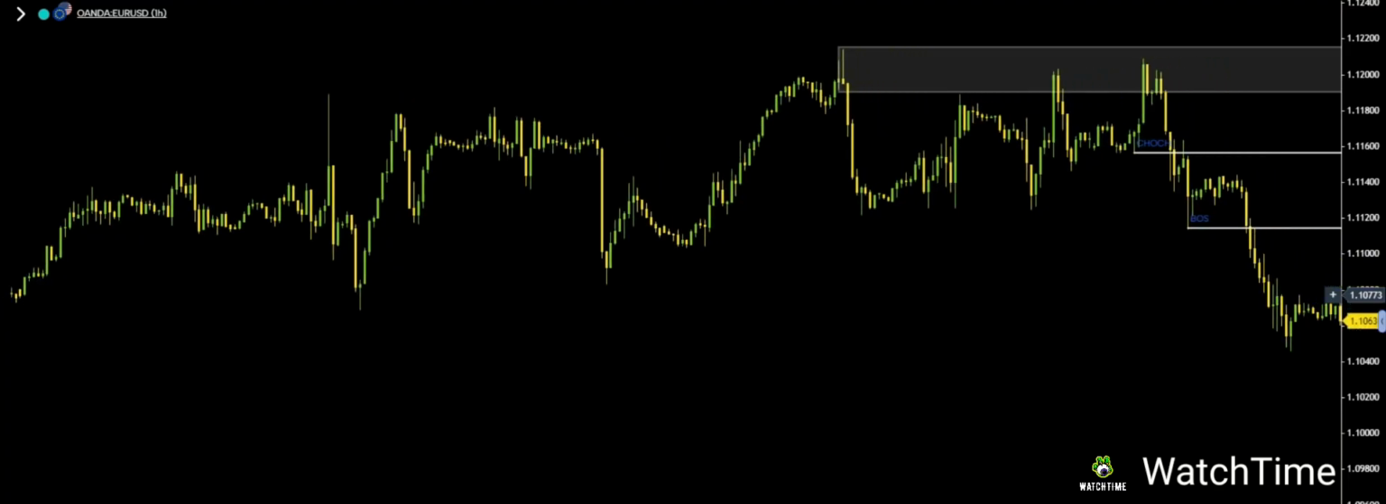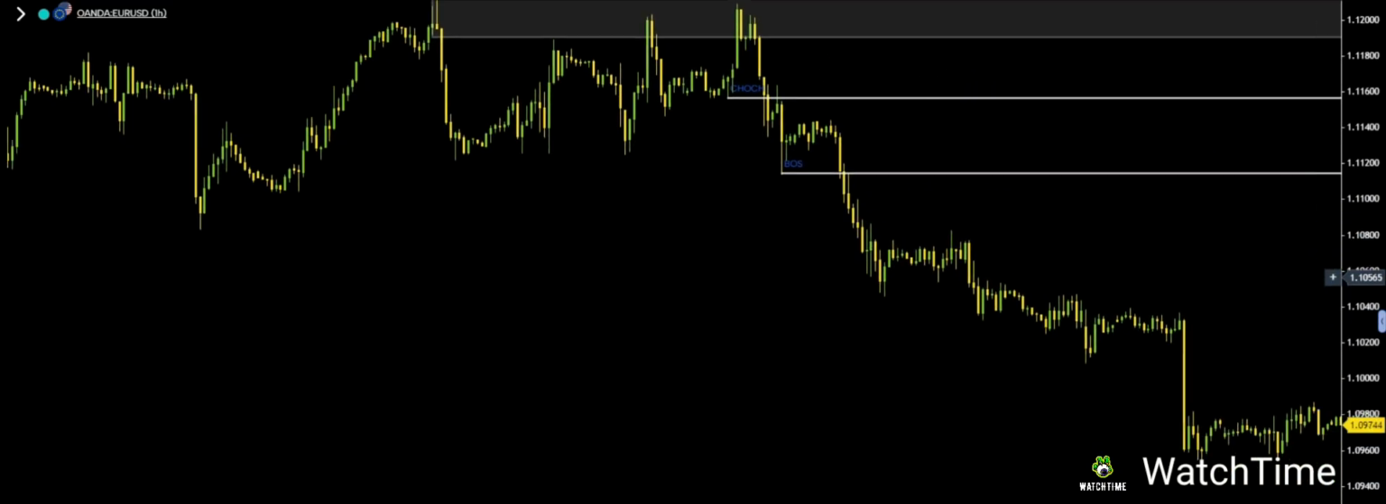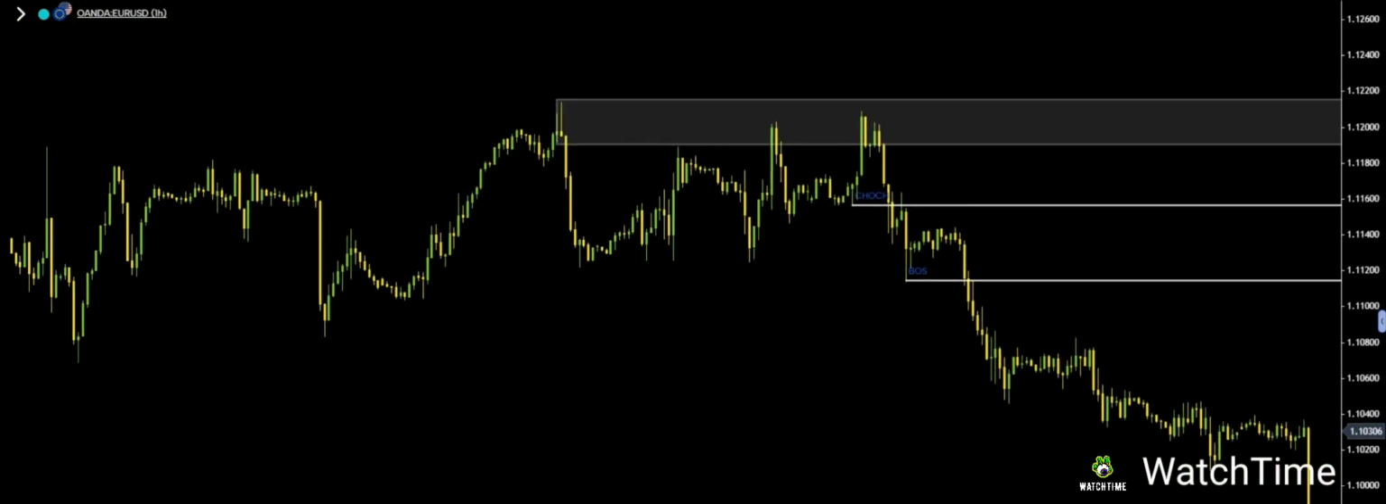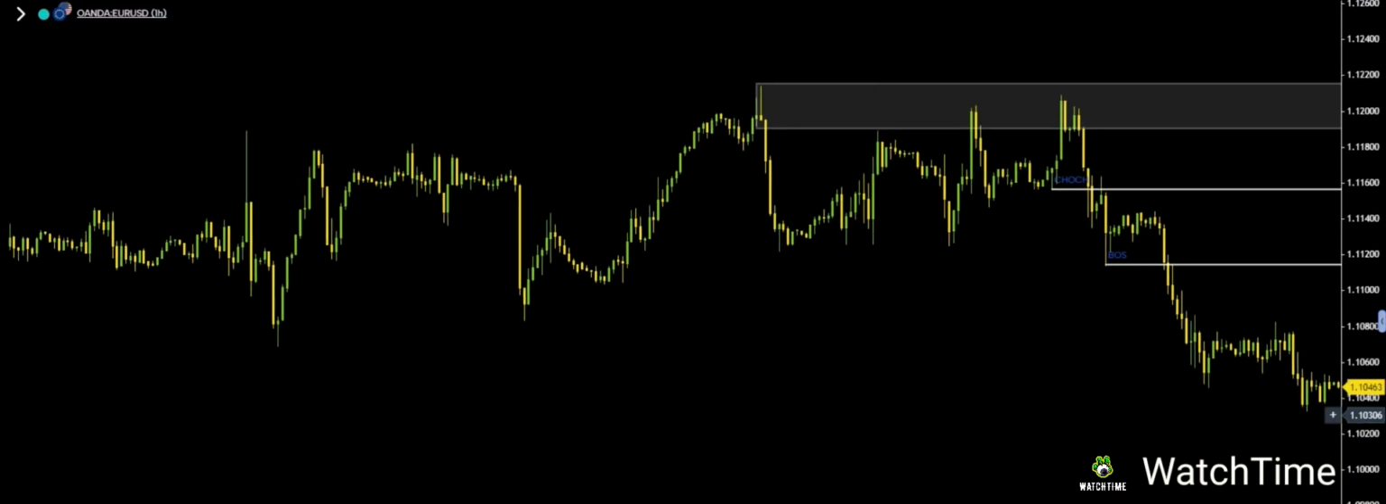Higher probability trades. Entering after a BOS or CHoCH increases the probability of your trade being successful. This is because the market has already shown that it's likely to continue in the direction of the break, making your trade more likely to work out.